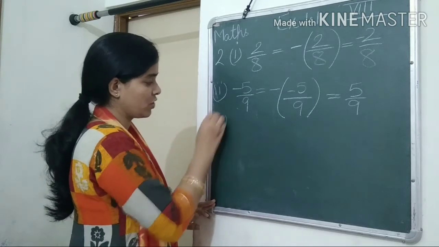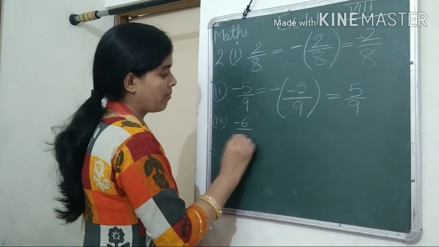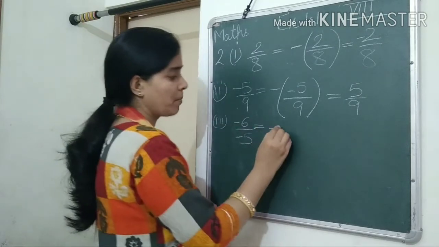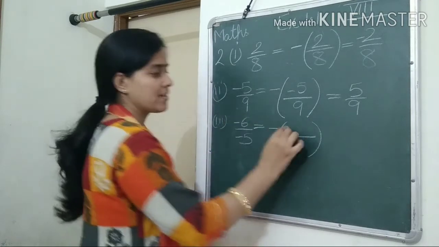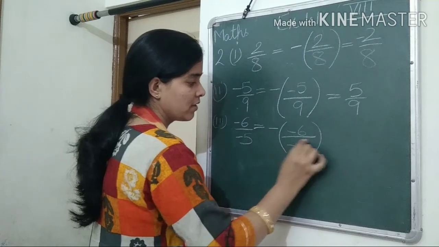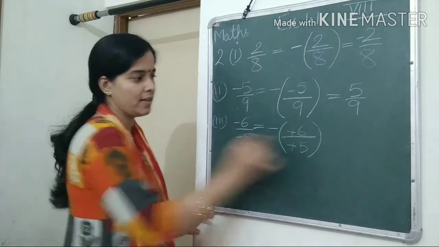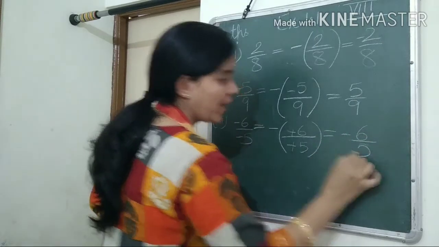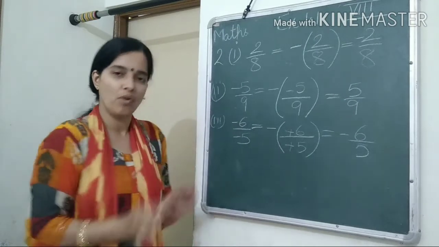Now in the next question, what is there? It is minus 6 upon minus 5. As I told you, put a minus sign outside, make a bracket and write the number as it is inside the bracket. Now you can cancel out these minus signs and the answer, after opening the bracket, is minus 6 by 5. Same way you can do all the questions.